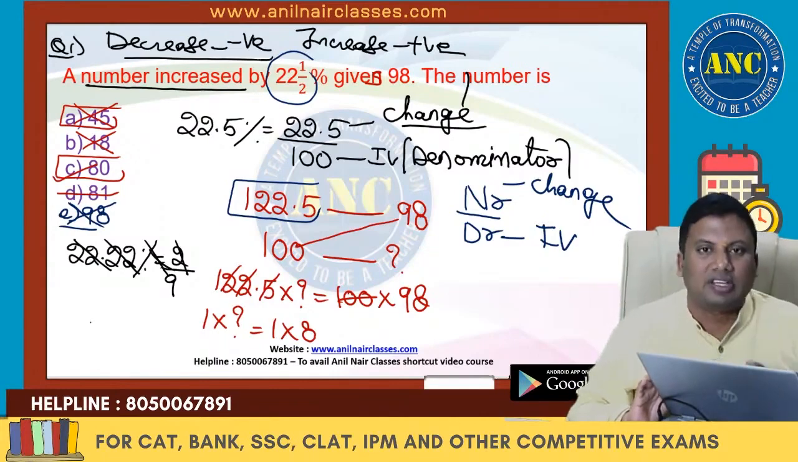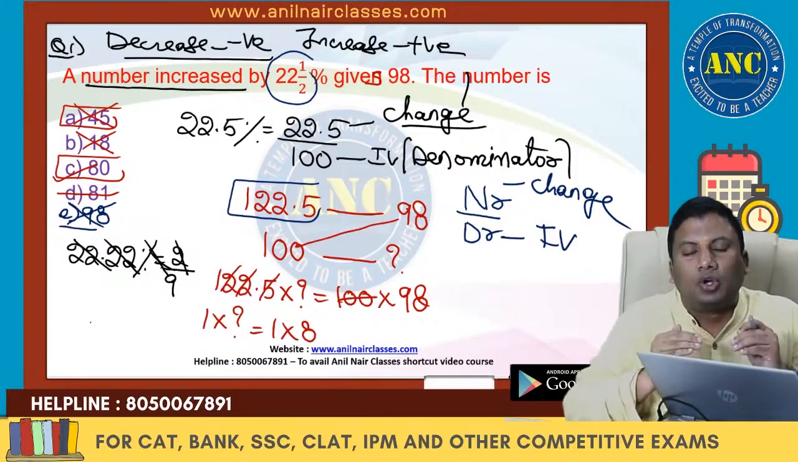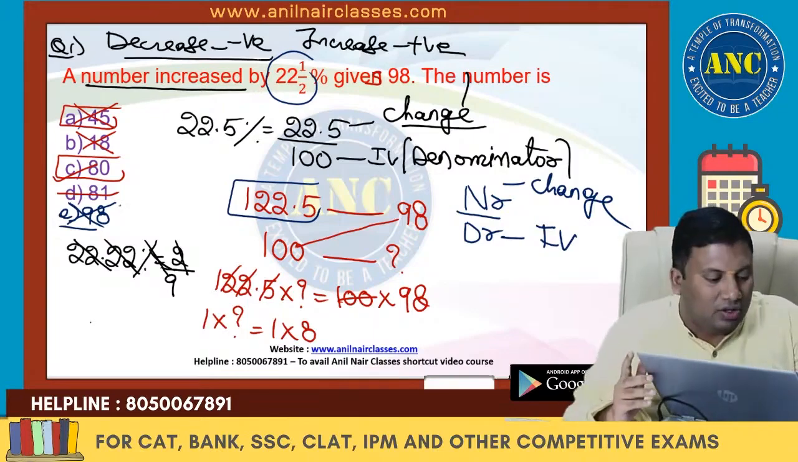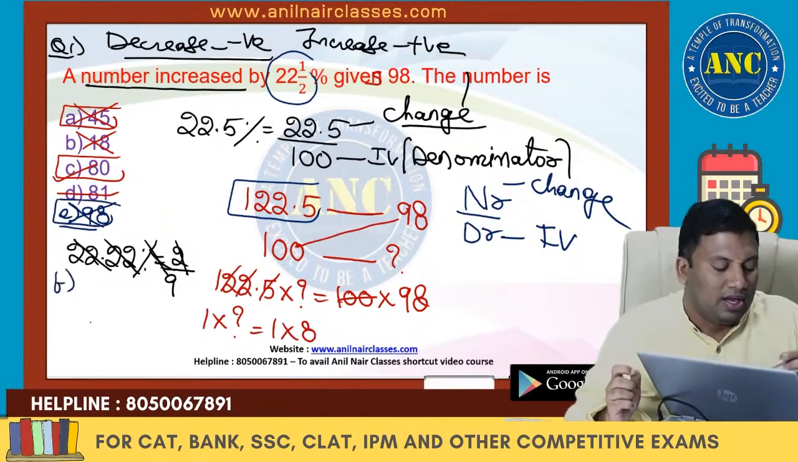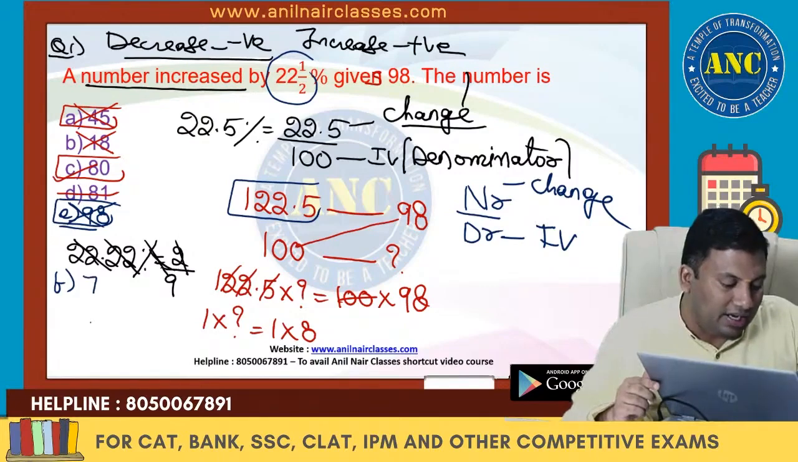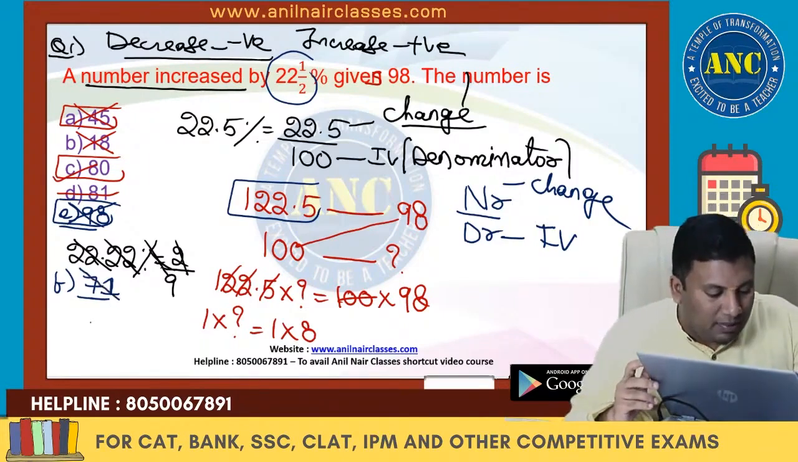122 itself is giving 98. 122 is dropping to 100. The 98 value should drop. This is one case. It is not possible. Then, sir, can it be 71? 71, what is the digital sum? 8. It cannot be 71.